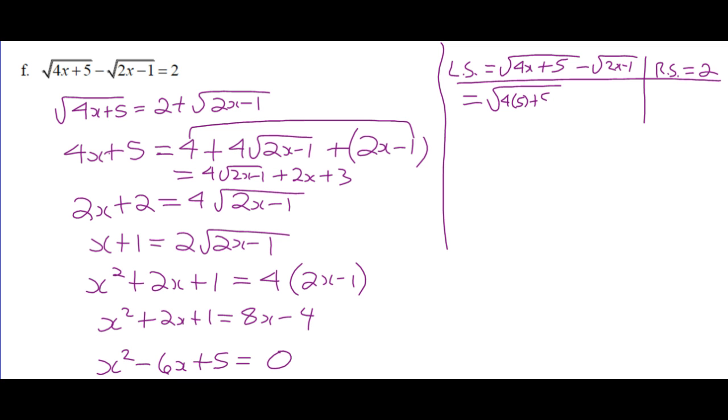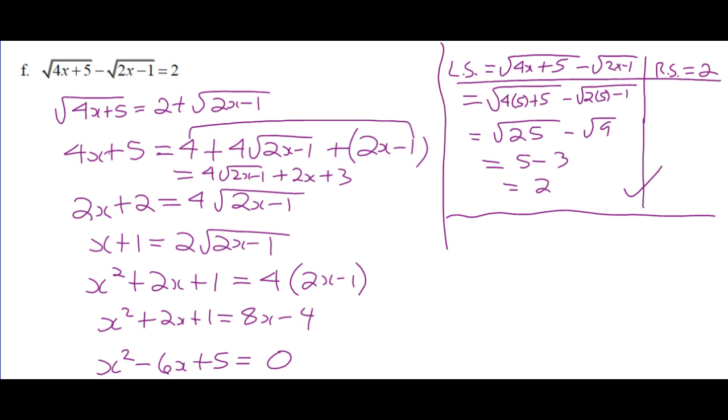4 times 5 plus 5 minus 2 times 5 minus 1. Root 25 minus root 9. Okay, so that checks. And now we're going to do it with x equals 1.